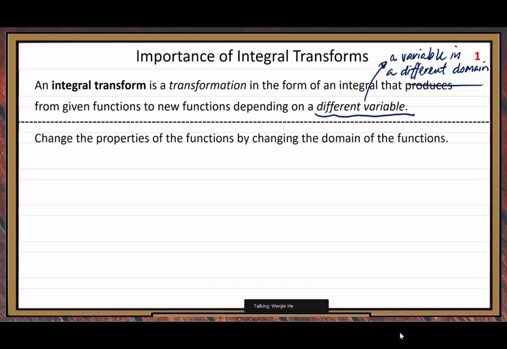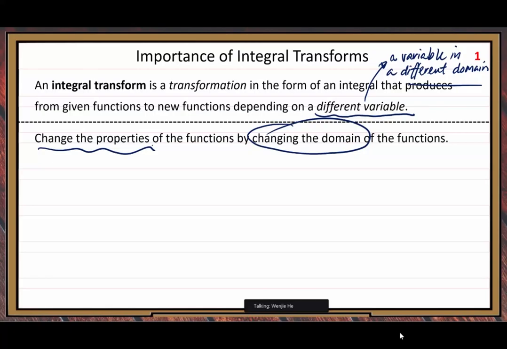Change the properties of the functions by changing the domain. So here it talks about the domain change of functions. When we do the change, you can see the properties change. So how do you understand this part? Change the properties. My understanding may be slightly different.